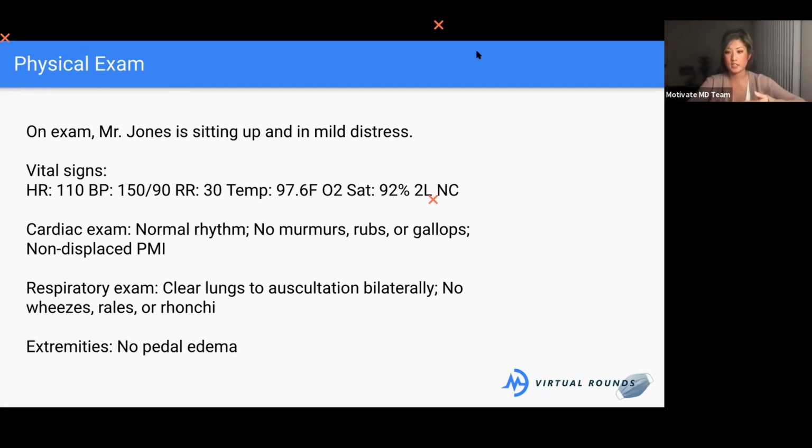So in this case, his heart is not enlarged, meaning he's probably not having a heart failure episode. Respiratory exam, he's got clear lungs. So someone had mentioned COPD. So now that would move a little lower on the differential.